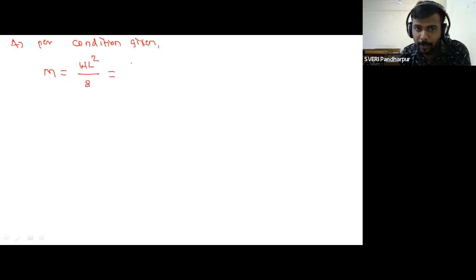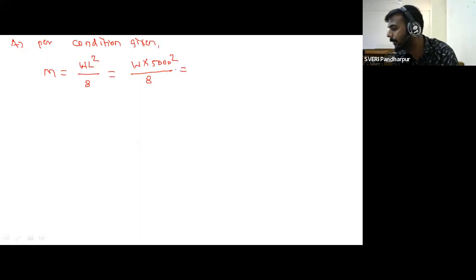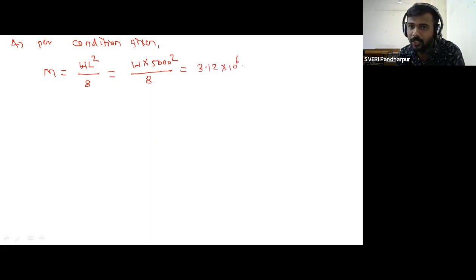Okay, so W, keep this W as it is. What is the length? 5000 square divided by 8. Tell me the value of M in the form of W. Okay, 3.12 into 10 raised to 6 into W. Give this as equation number 1. What I have done, by using the bending moment formula, I have calculated the moment in the form of W.